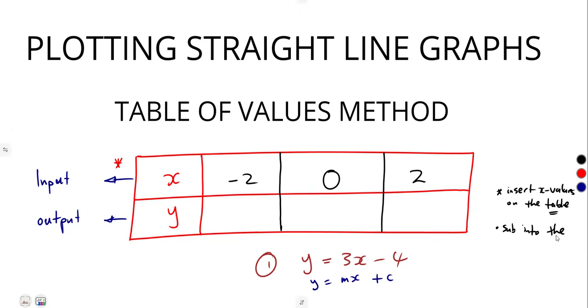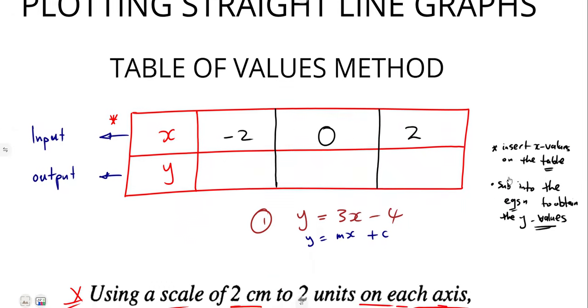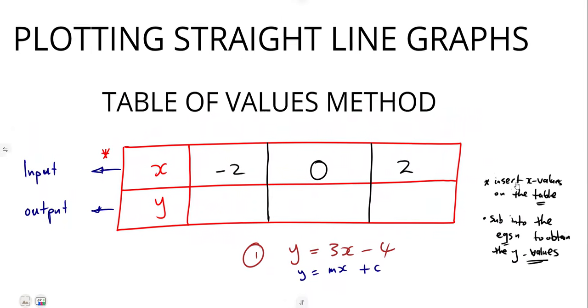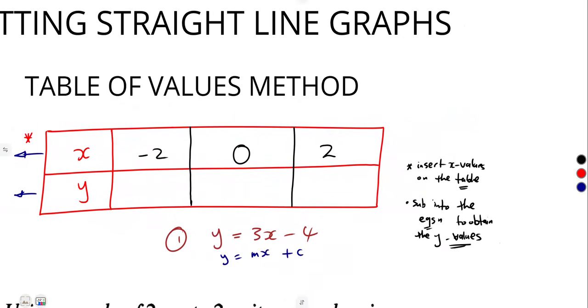Substitute into the equation. I'm just going to write in short, to obtain what? X, to obtain the y values. So this will give us the corresponding y values by inserting each value of x into the equation where x is, you substitute. So we are back to the algebra, that part of our algebra. Y is equal to 3x minus 4. That's our equation.